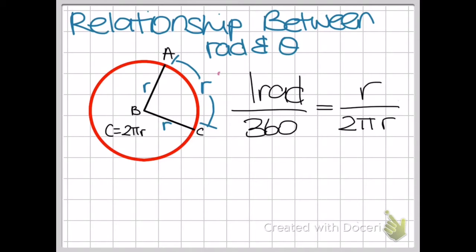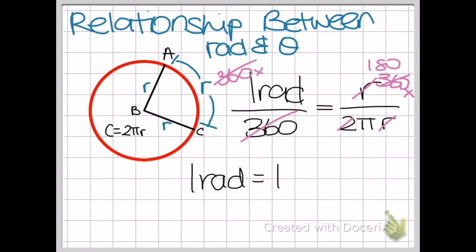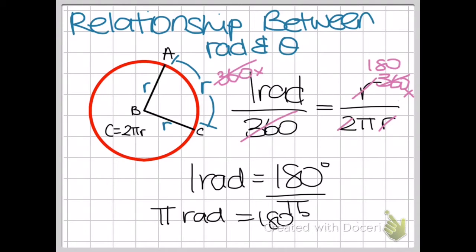Now we can cancel out 360 degrees by timesing both sides by 360 degrees, and now we can cancel out the radius and divide 360 degrees by 2. Now we get 1 radian equals 180 degrees over pi. Now we can times both sides by pi to get pi radians equals 180 degrees, which therefore means 2 pi radians equals 360 degrees.